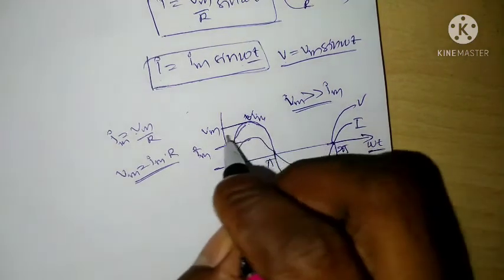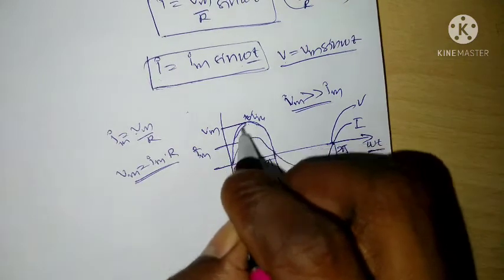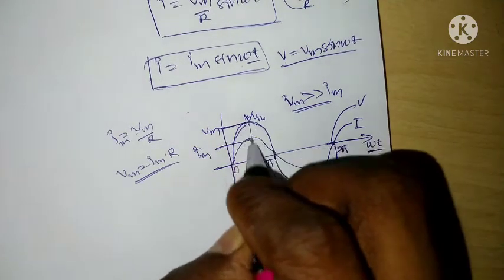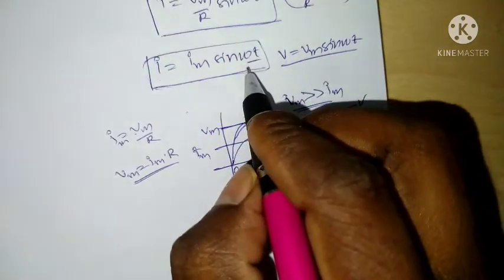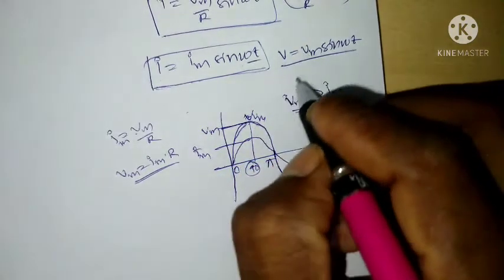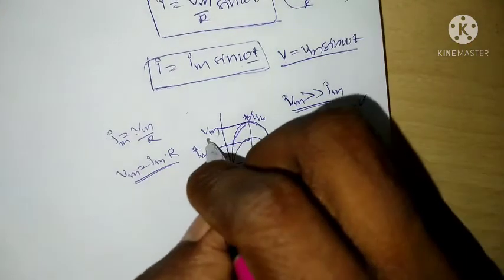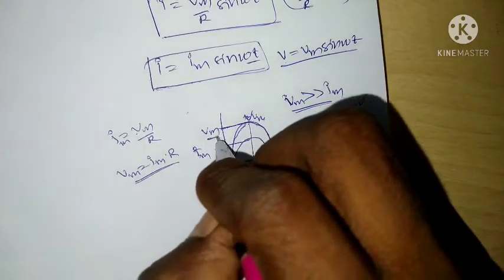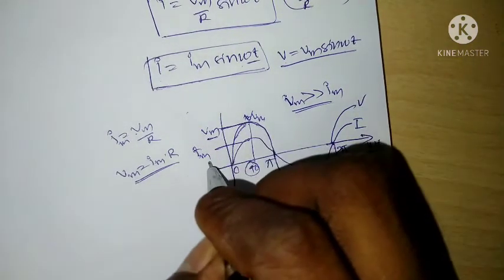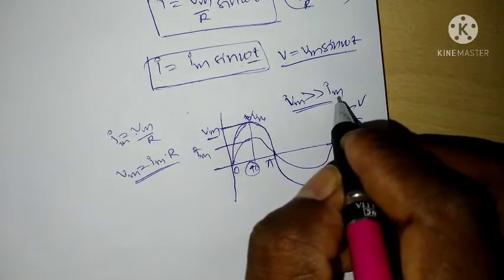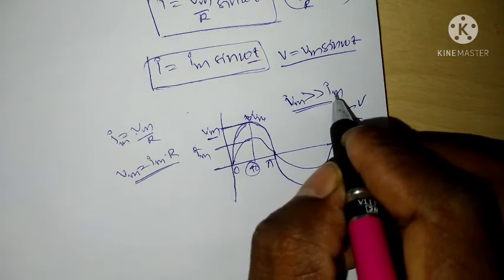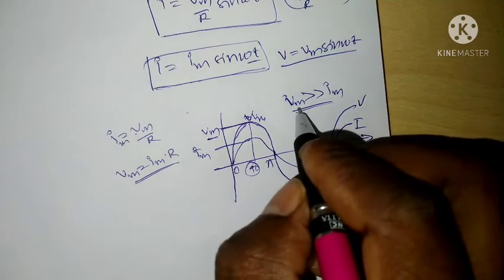That means the amplitude of the voltage is higher. This is Vm at 90 degrees. What is the value of sin 90? It is 1. At 90 degrees we get the maximum voltage. The amplitude of the voltage is higher compared to the maximum current, or the amplitude of the current is lesser than the voltage.